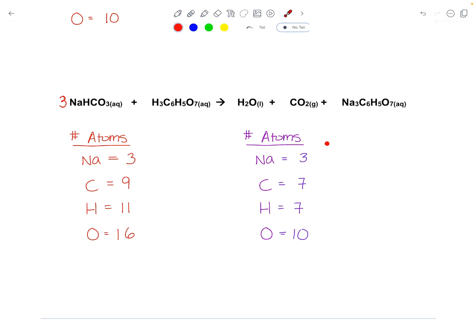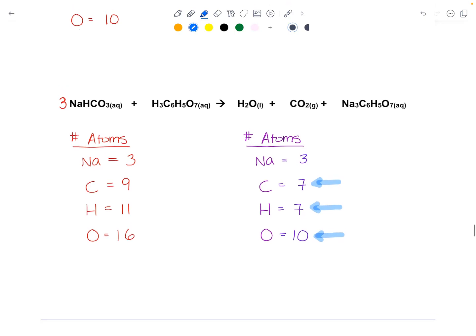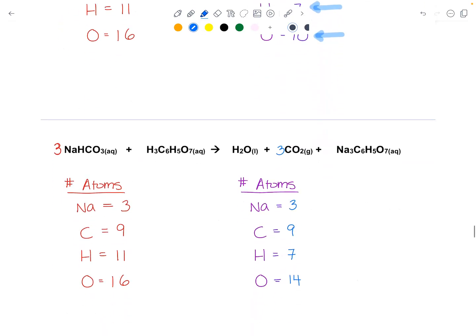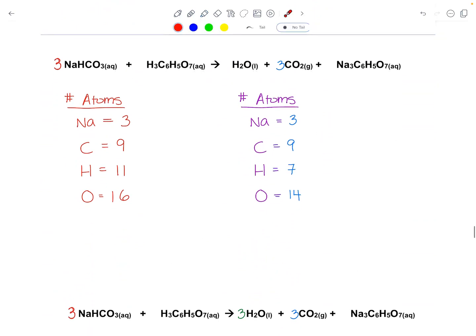If we look on the right-hand side, we have balanced the sodium, but now the carbons are no longer balanced, the hydrogens are not balanced, and neither are our oxygens. So the next thing we're going to do is try to balance the carbons by adding a coefficient in front of the CO2. We can balance the carbons by adding a 3 in front of the CO2. Let's tally our atoms and see where we are.